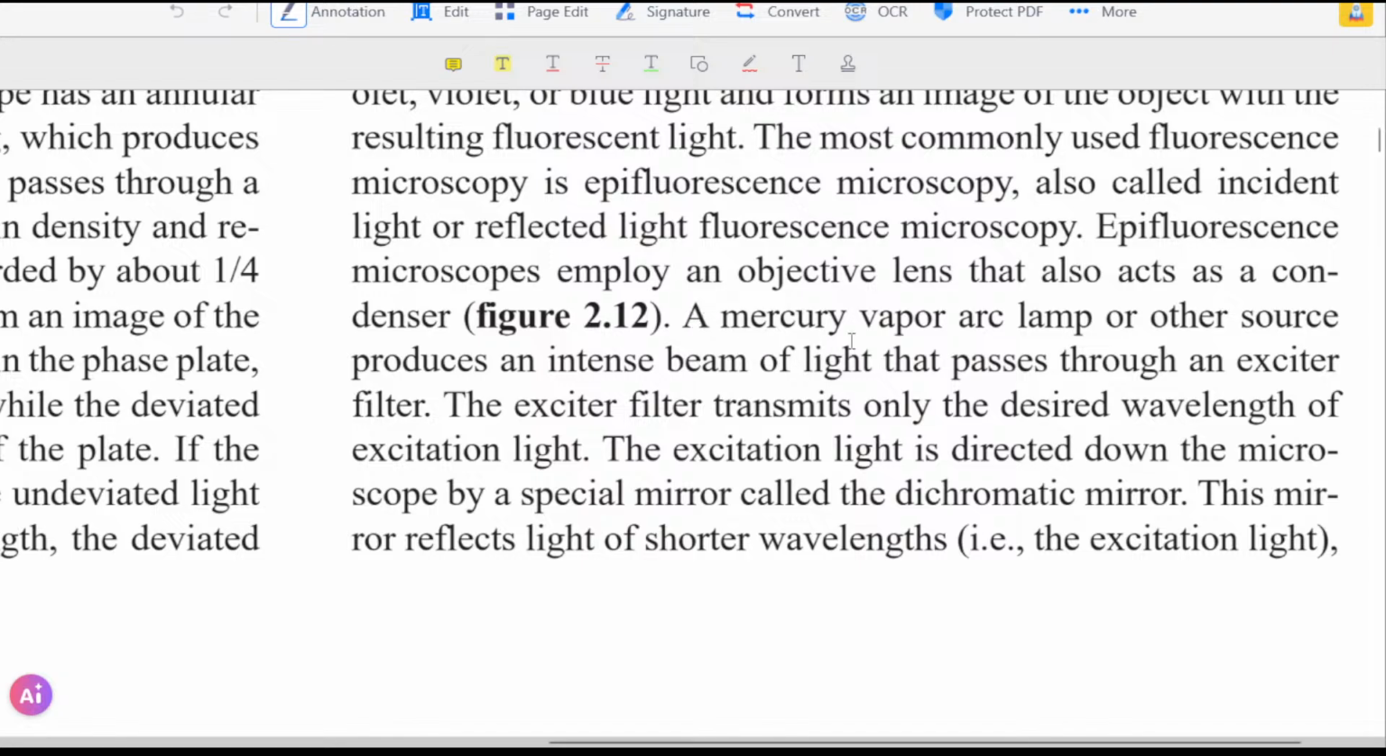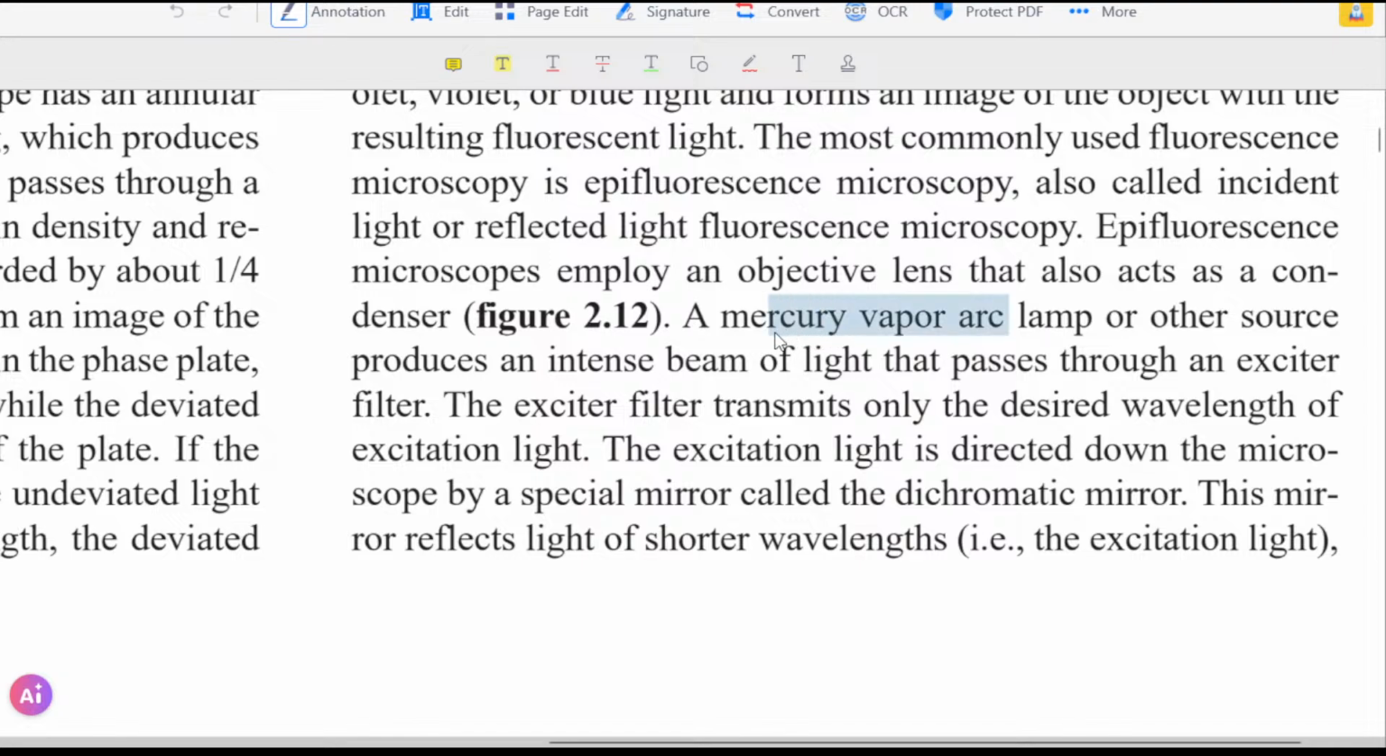Alright. A mercury vapor arc lamp or other source produces an intense beam of light that passes through an exciter filter.